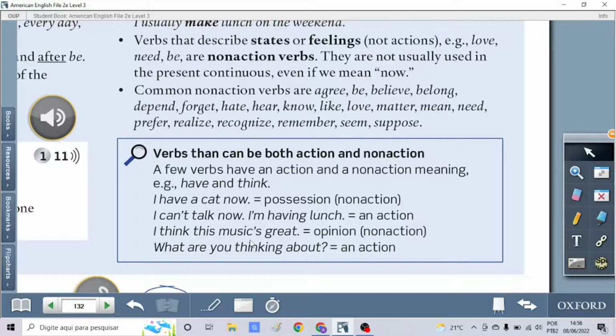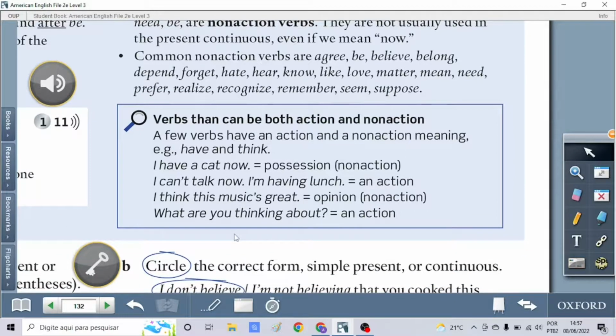I think this music is great. This is expressing an opinion. It's a non-action verb. What are you thinking about? In this situation, it is an action. I am thinking about something. Okay, so be careful with the context.